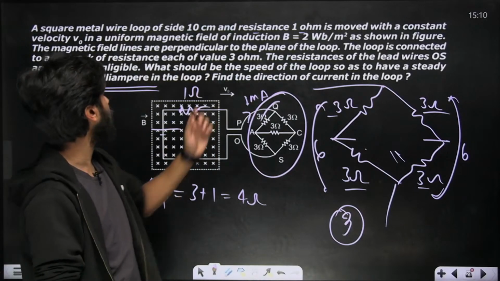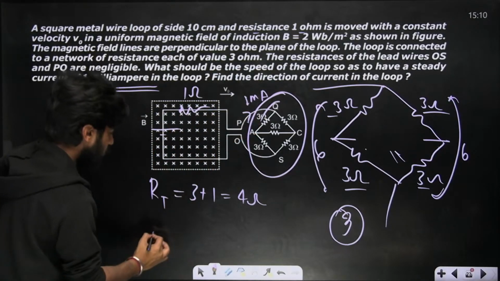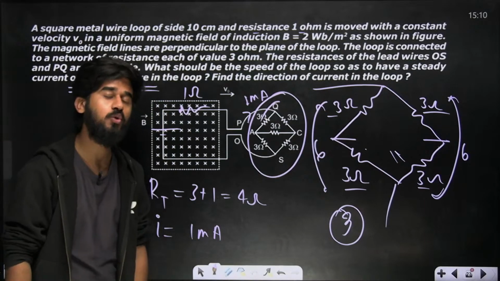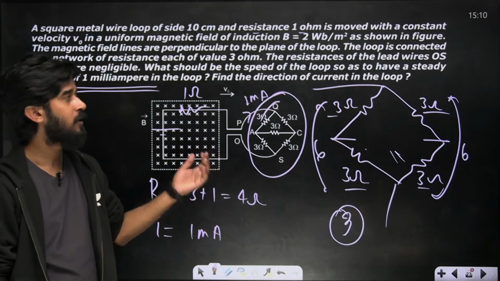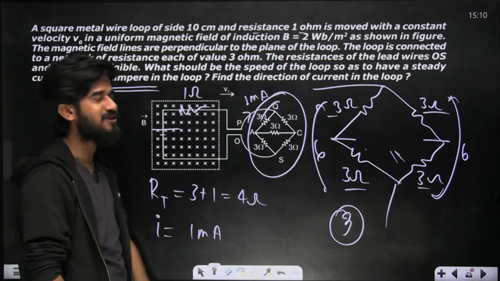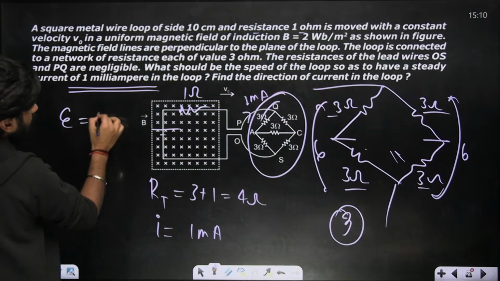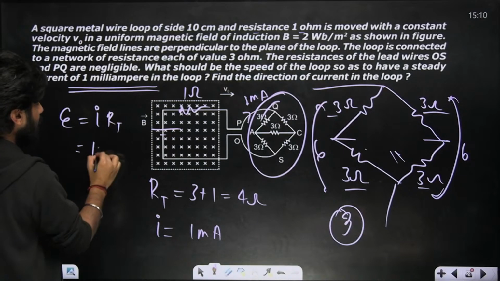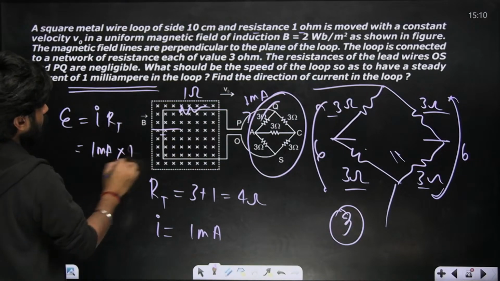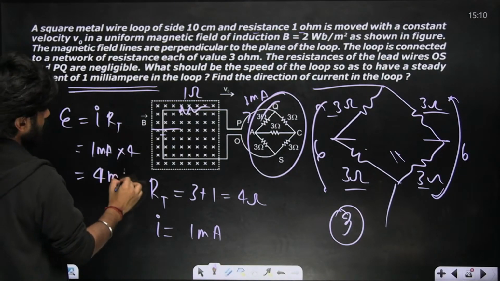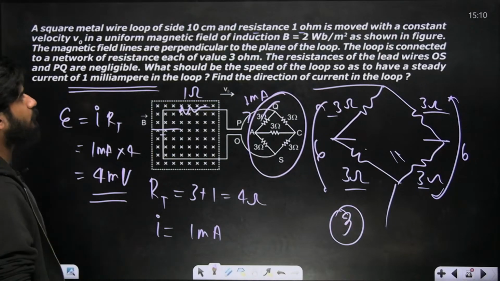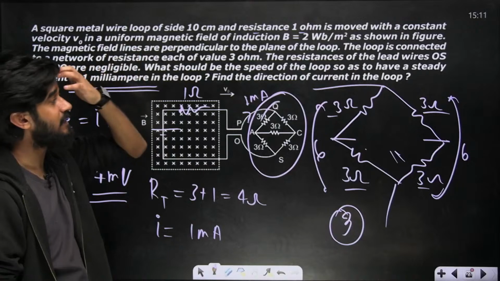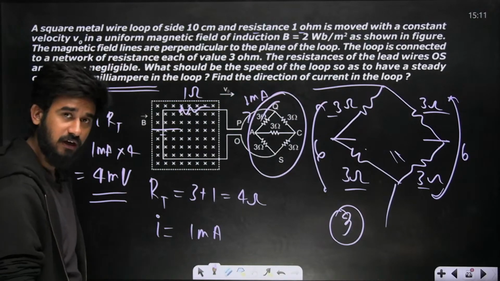Now we have this total resistance and we have the total current, which is 1 milliampere. So can we find the value of that motional EMF, or voltage? E is equal to IR. I is 1 milliampere, and the resistance is 4, so E is 4 millivolt. This is the induced EMF. Now we have B, we have the side. Now can we find the value of velocity?